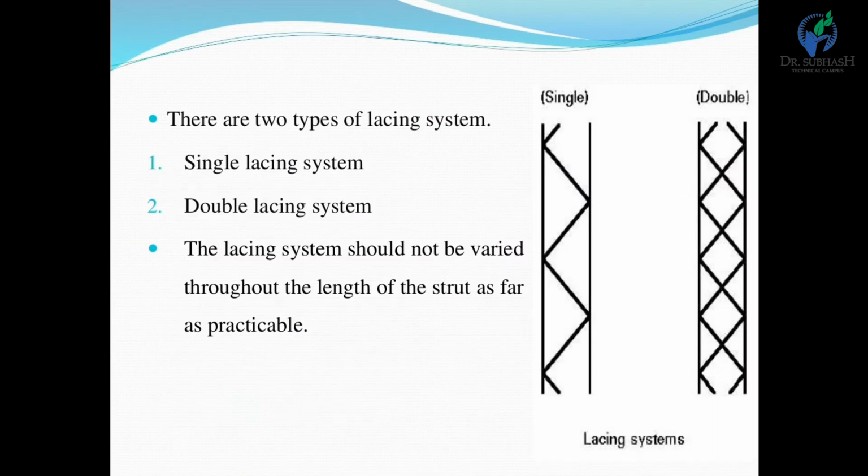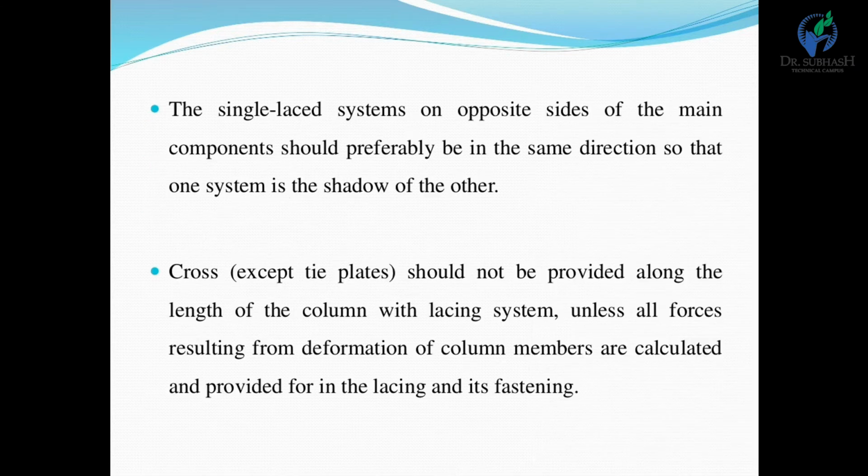Next, there are two types of lacing system. The first one is the single lacing system, and the second one is the double lacing system. You can see them in the figure. The first one is a single lacing system, which means you provide a single way of lacing. The second one is a double lacing system.